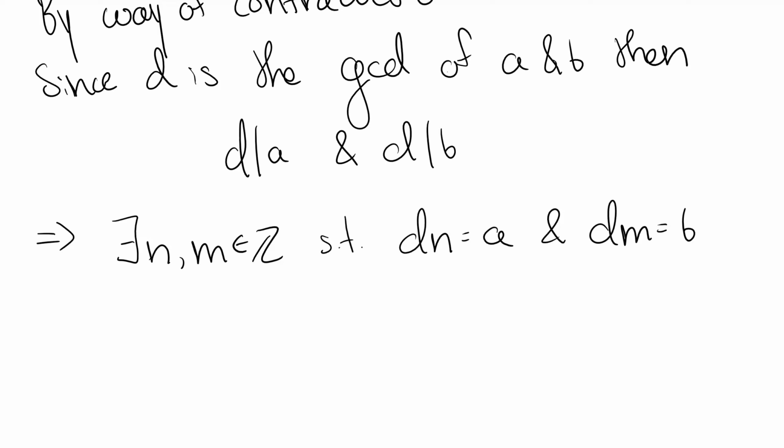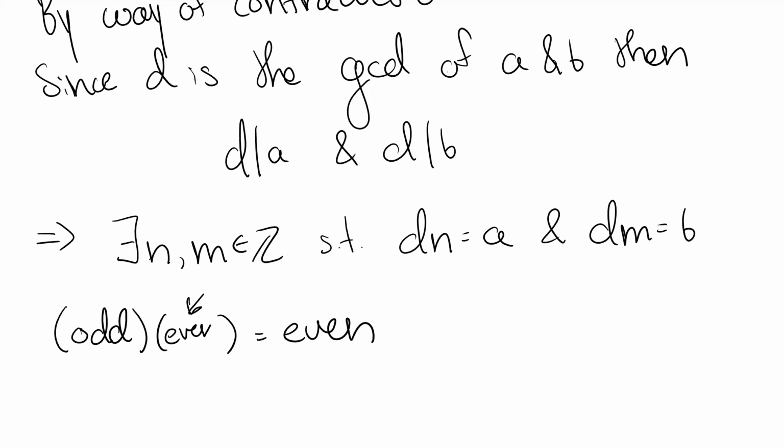Well, we need to think about what M and N must be. So if we have odd times something equals even, what must this something be? Well, if it's odd, we'll still get an odd thing. Odd times odd is odd. So it needs to be even. So N and M must be even.